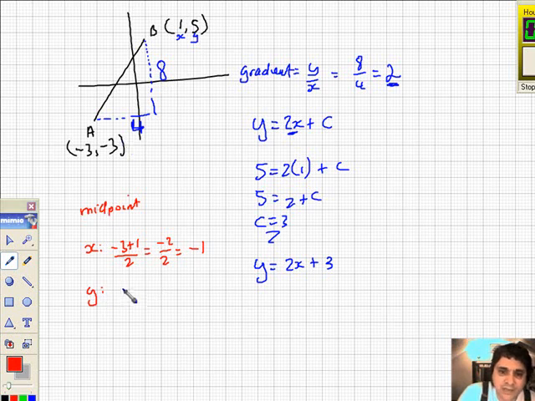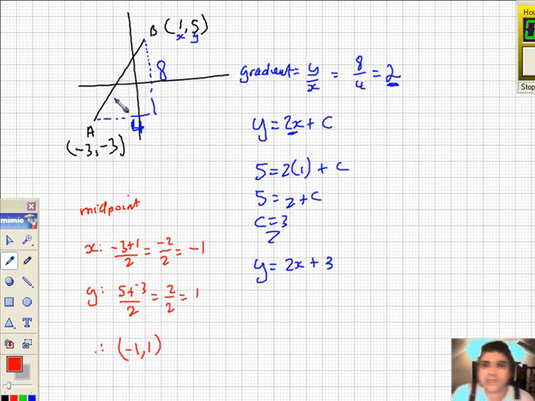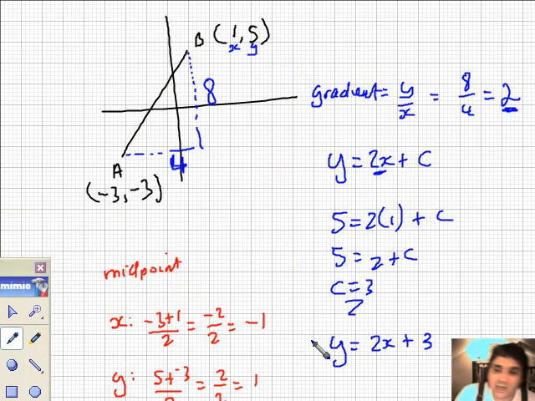Do the y coordinate now. The 5 and the -3. So 5 plus -3 divided by 2. Well, 5 take away 3 is 2. Divided by 2, and that's 1. Therefore I've got the point -1, comma 1. Alright, so -1, 1 will be a midpoint somewhere up there. Doesn't matter, I've calculated it. My diagram's only really rough anyway, so it's just a sketch.